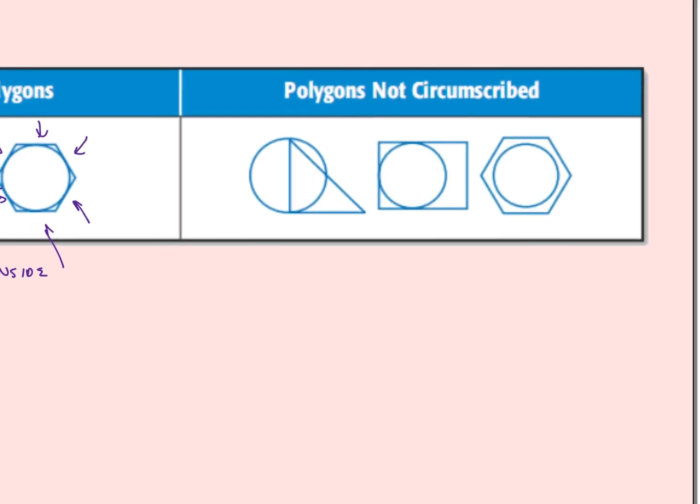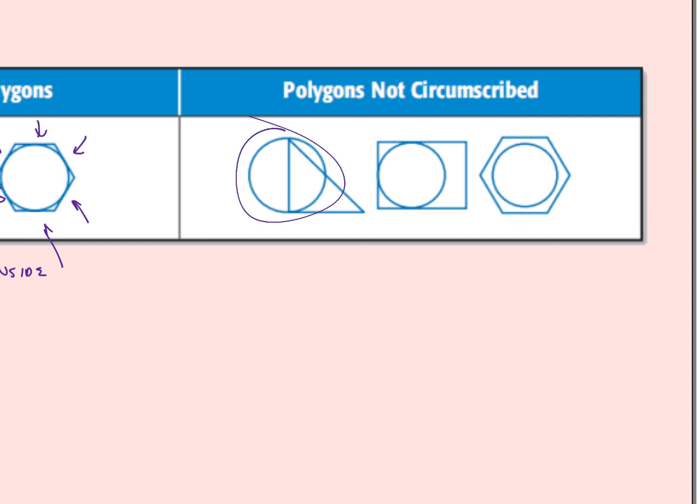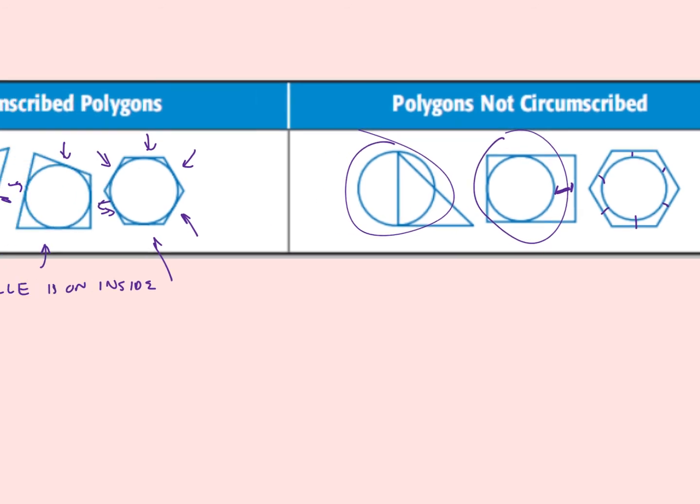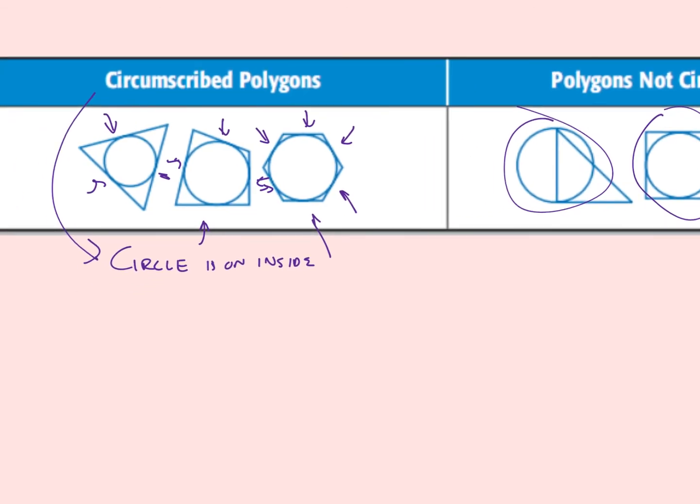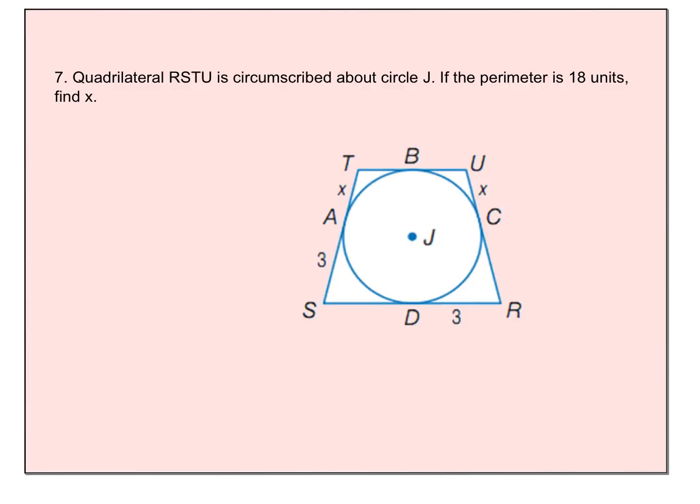A couple examples of what doesn't work. If you notice, this one's not even all the way inside the shape. This one's inside the shape, but you notice there's a gap here that it doesn't touch. And this one, there's no touching any of the sides, so none of that works. That is not circumscribed. Circumscribed is all the way inside, but touching every single side. So there's a little bit of a distinction you need to be familiar with.